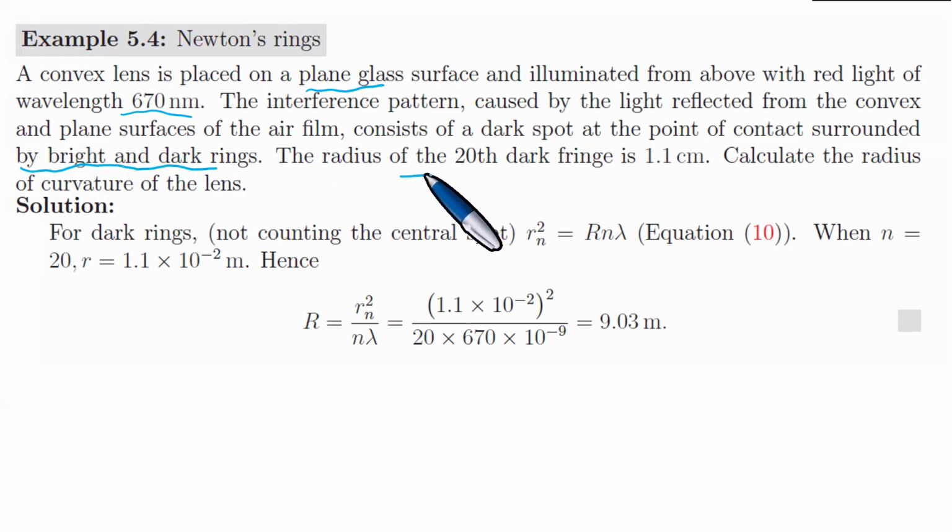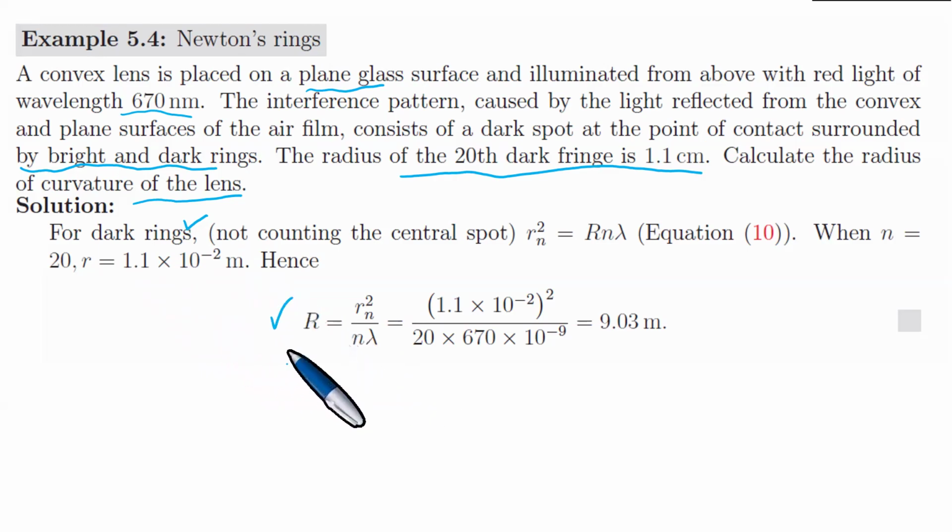The radius of the 20th dark fringe is 1.1 centimeters. Calculate the radius of the lens. So for dark rings, not counting the central spot, Rn squared is Rn lambda. Equation 10, when n equals 20, Rn equals 1.1 times 10 to the minus 2 meters. Hence, we have that R is equal to Rn squared divided by n lambda.